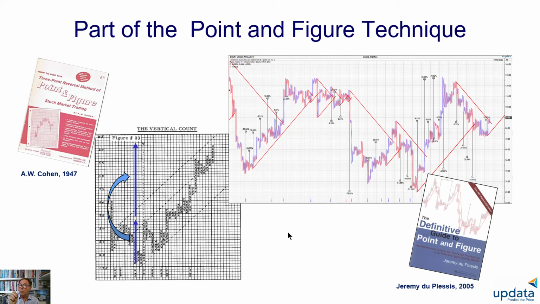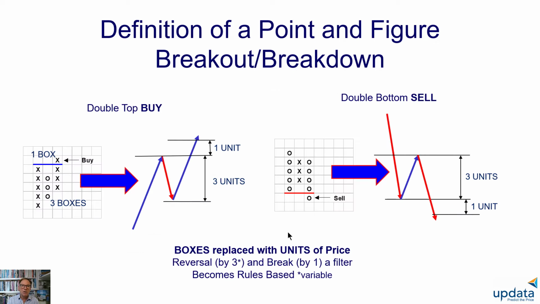But really what we've done is we've just taken the vertical targets, which were outlined in Abe Cohen's book. Jeremy covers them in detail in his book. But this is the point and figure charts. Now, if you don't want to use point and figure charts, but you want to use the targets, that's the whole point of this new way of thinking about the targets. So the definition of a point and figure breakdown, what we want to do is think about how they look on a point and figure chart and how that would translate to a price chart.